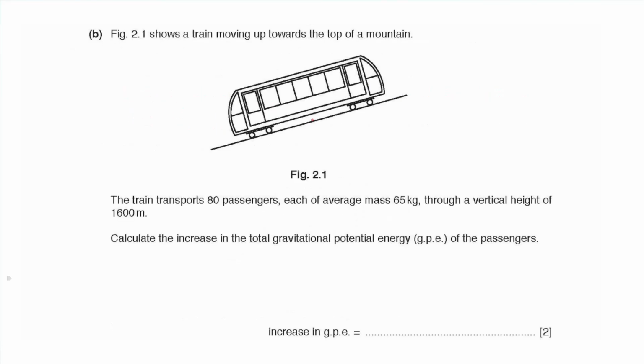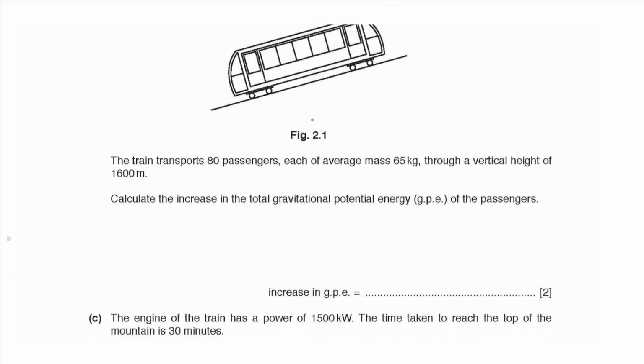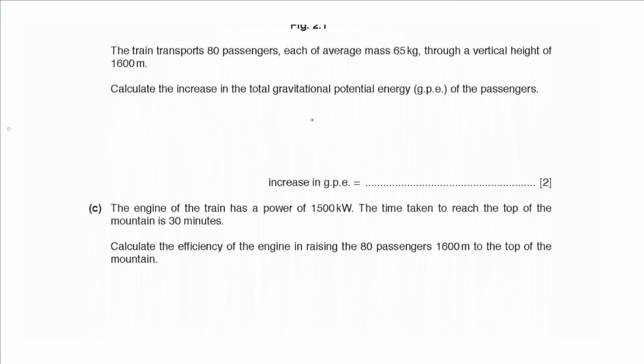Part B says figure 2.1 shows a train moving up towards the top of a mountain. The train transports 80 passengers, each of average mass 65 kilograms, through a vertical height of 1,600 meters. Calculate the increase in the total gravitational potential energy of the passengers.